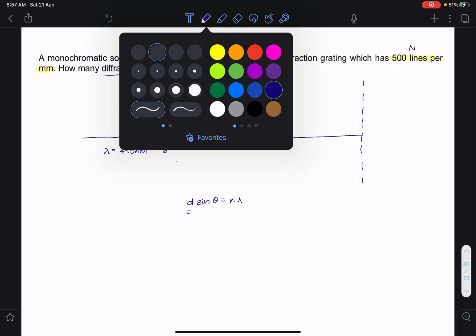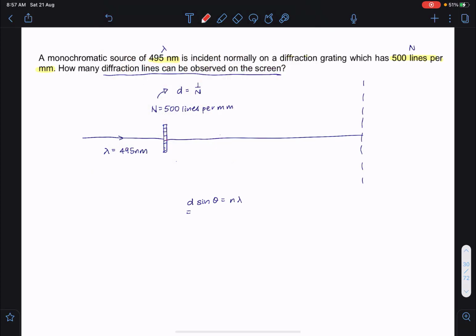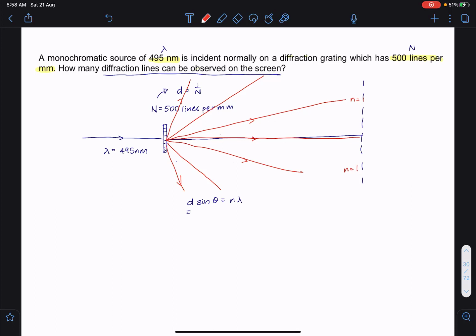So what's going to happen to the light after passing through the grating? After passing through the grating, we will have the 0th order down here. Then, of course, we will have our first diffraction line, which is our n equals 1. And then we will have our n equals 2. Then we'll have our n equals 3, possibly, and so on and so forth. So to know how many lines can be observed on the screen, we need to know what is the maximum order we can actually observe.